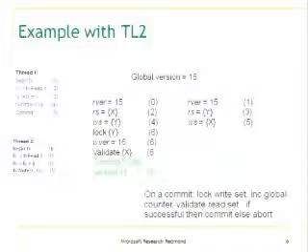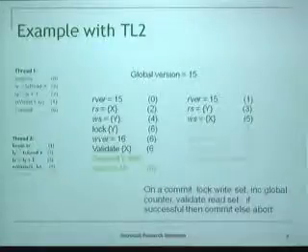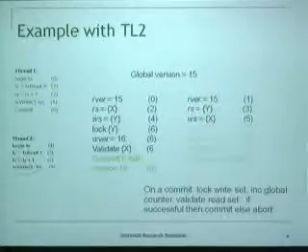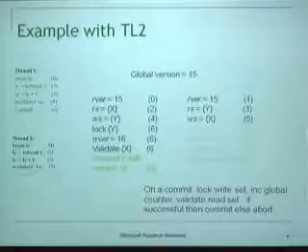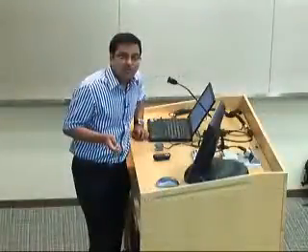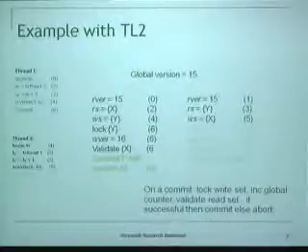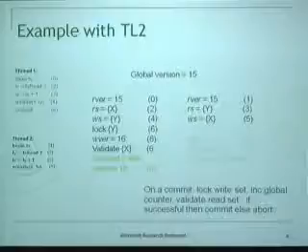So now the first thread wants to commit, so it would lock the variables it wants to write. It would increment the version number. It would validate the variable it read. So validation means it would check that the value of x at this time is the same as what was read at this point. And then if all these steps go through well, then the first thread would commit with version number 16.